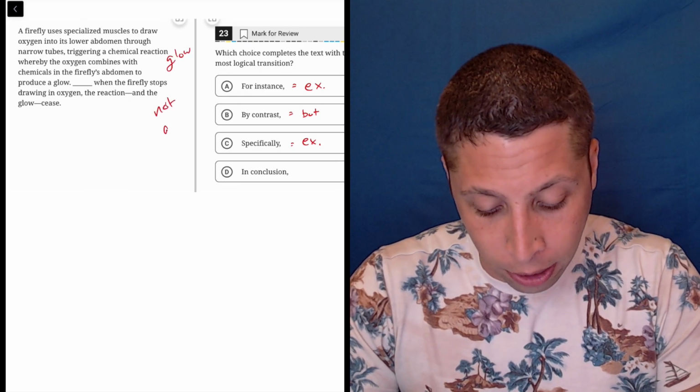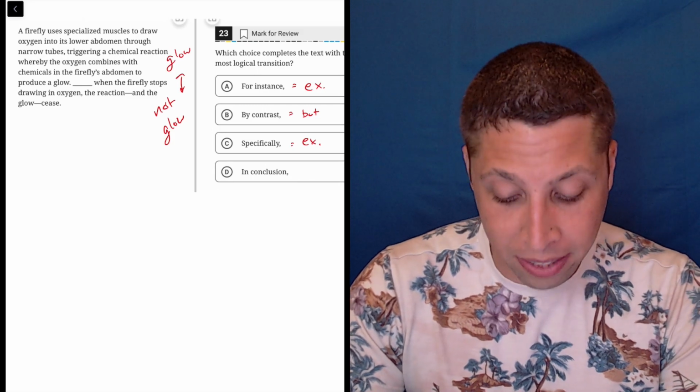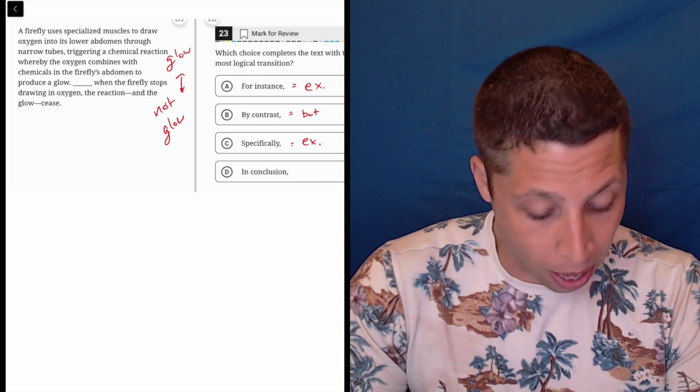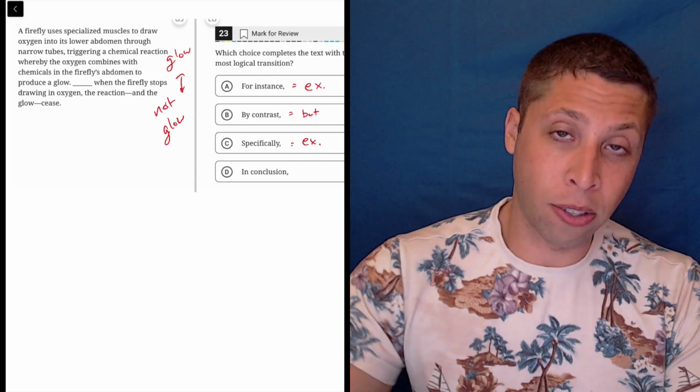This is the not glow, right? When it's not glowing. That seems like a contrast, right? By contrast, when the firefly stops drawing in oxygen, it stops. Okay, yeah. Now, it's definitely not an example, right? Because it's all kind of the same example.